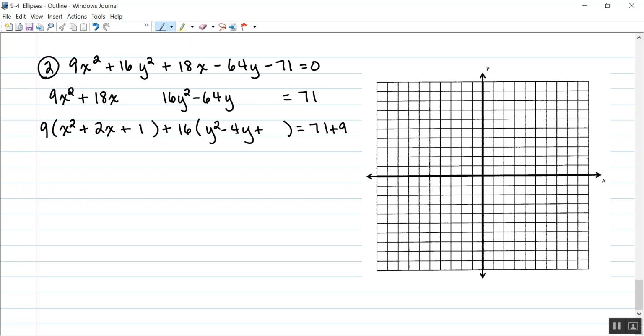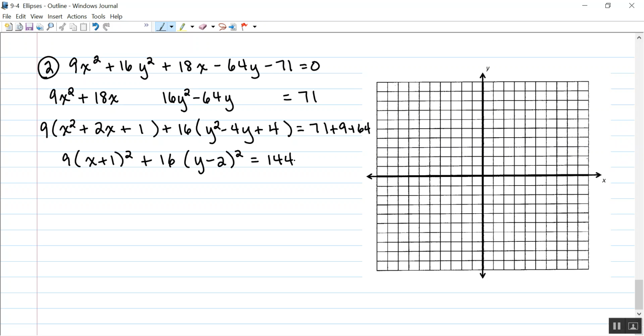Half of negative 4 is negative 2 squared is 4. So when I add a 4 inside the parentheses, I really added 4 times 16, which is 64. So now I can factor these trinomials. And that adds up to 144.